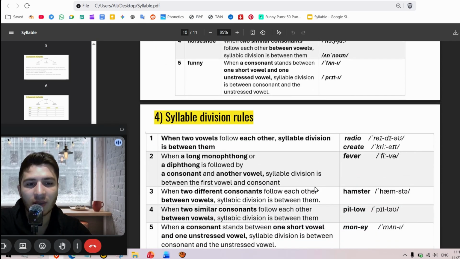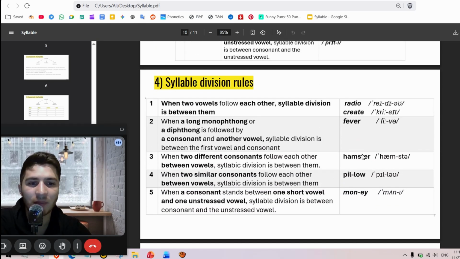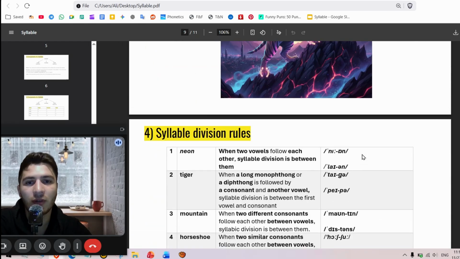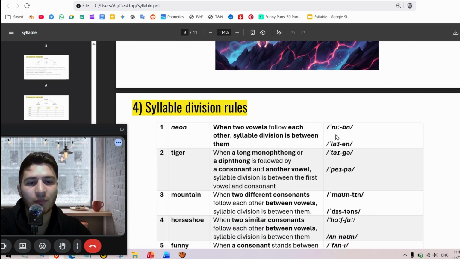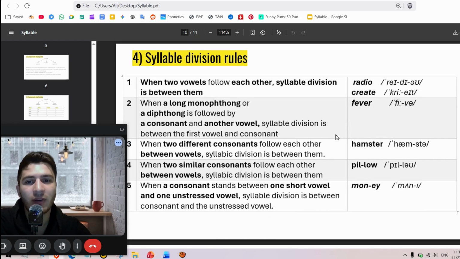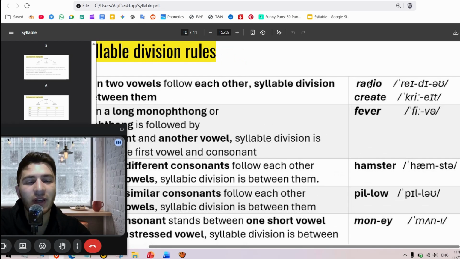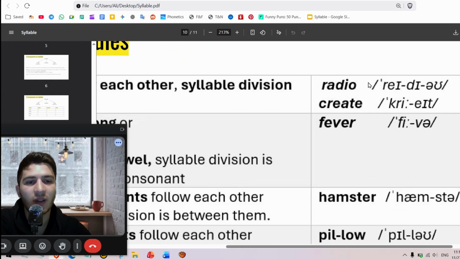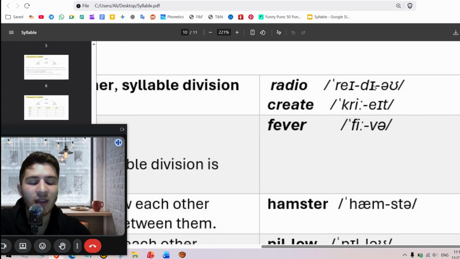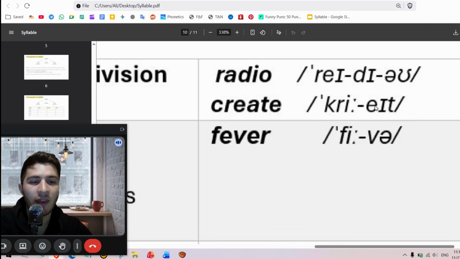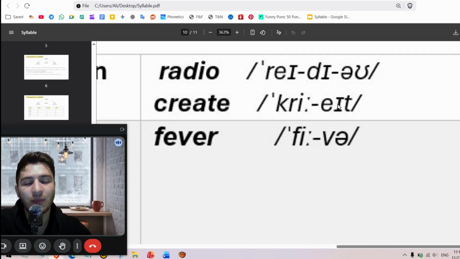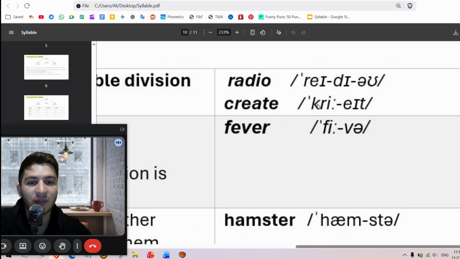We can take a look at some other example words if we don't want to refer to this memory code. We have some other examples here too. If we want to divide the word radio into syllables, we will divide it like ra-di-o according to the first rule. Why? Because we can see two vowels following each other, and that's why the syllable division is going to be between them.